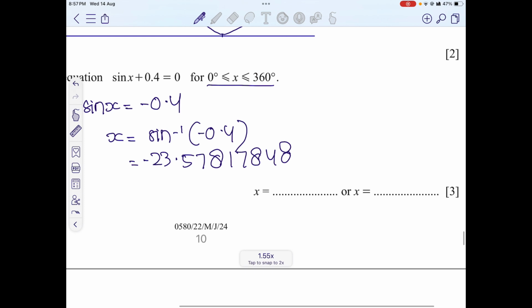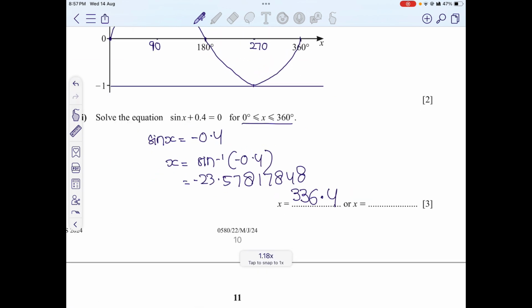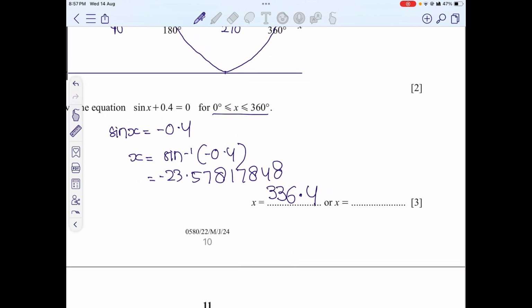So that means that indeed is one of the values. That is 336.4. This is an angle, so I'm just going to give it to one decimal place. Another would be if I take 180 minus, and minus again, so it would be plus the value of negative 23.578. That will give me, no, hold up. Why is this answer not correct? 180 minus 23.57817848. That gives me 203.